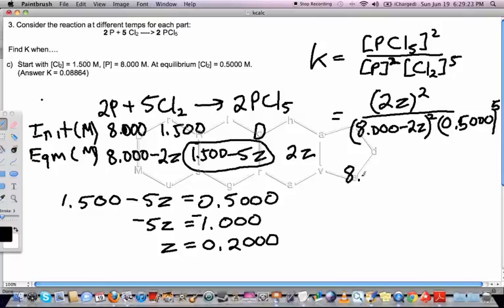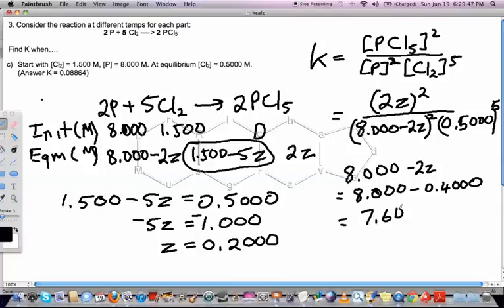So we've got 8.00 minus 2z, and that's going to equal 8.00 minus 0.4000, because that's going to be 2 times that amount right there. So that comes out to 7.600. So we know that that's 4 significant figures as well. So that's 4 sig figs.